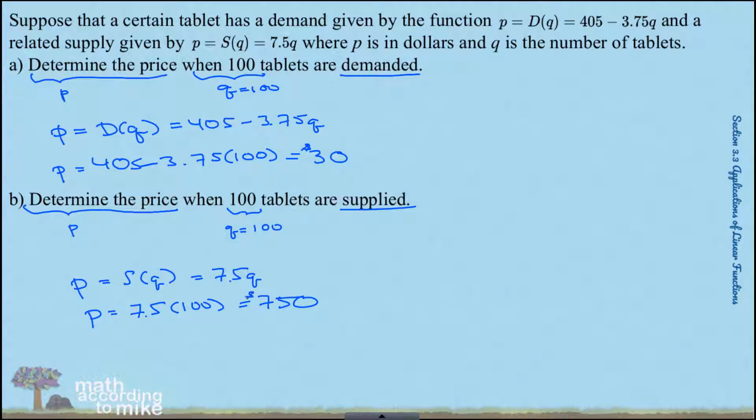So in order for 100 tablets to be demanded, the price needs to be $30. But from the manufacturer's point of view, for 100 tablets to be supplied, the price needs to be $750. They're not meeting in a nice, good spot there.